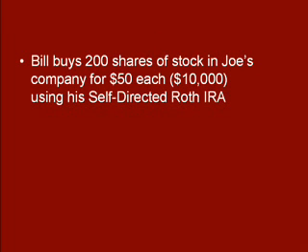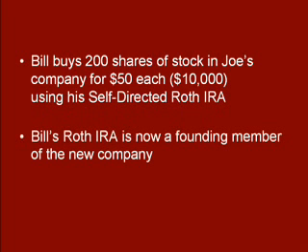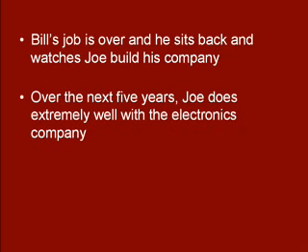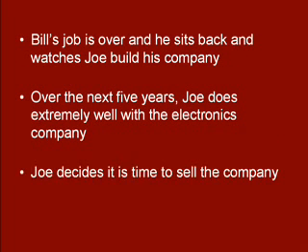Bill buys 200 shares of stock in Joe's company for $50 each, which is $10,000, and he uses his self-directed Roth IRA. Bill's Roth IRA is now a founding member of the new company. Bill's job is over, and he sits back and watches Joe build his company. Over the next 5 years, Joe does extremely well with the electronics company. Joe decides it is time to sell the company.